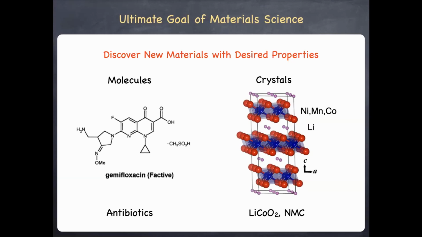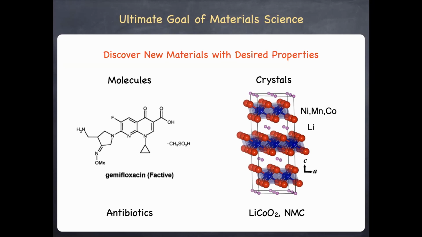And to set the stage from a pragmatic point of view, the ultimate goal of chemical science or material science is really to discover novel molecules and materials with the desired properties. And here, the materials could be molecules, as you can see here, for example, an antibiotic molecule that has been approved and actually developed by LG company in Korea. Or it also could be a crystal structure, shown here, one of the lithium battery materials.